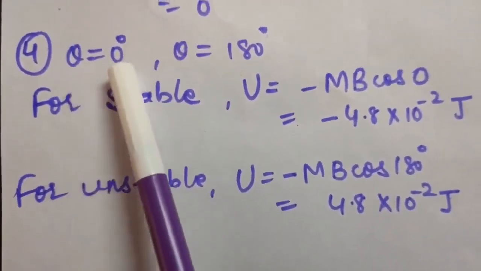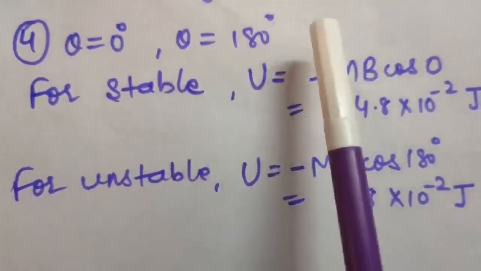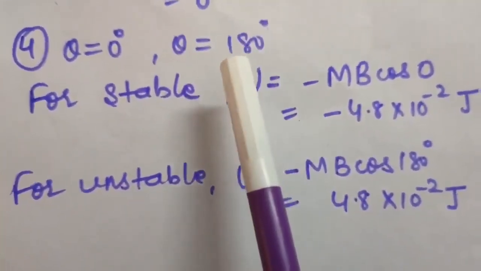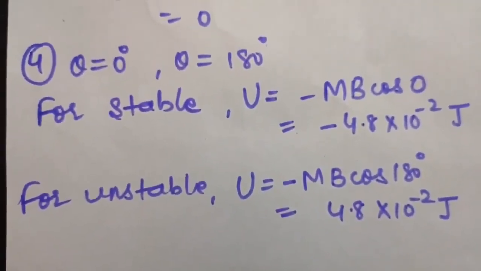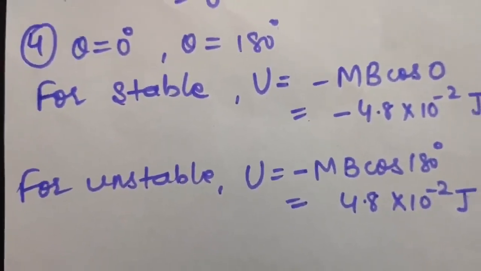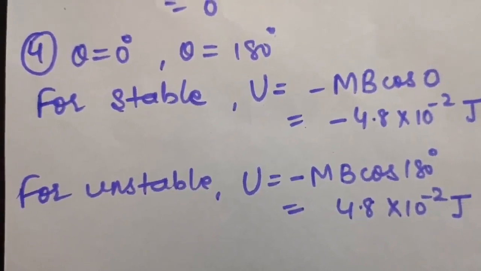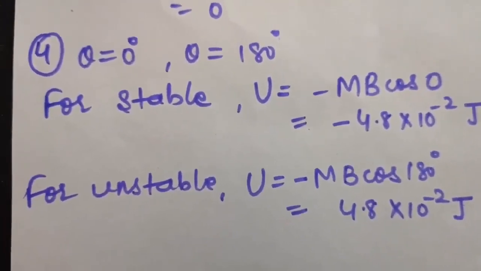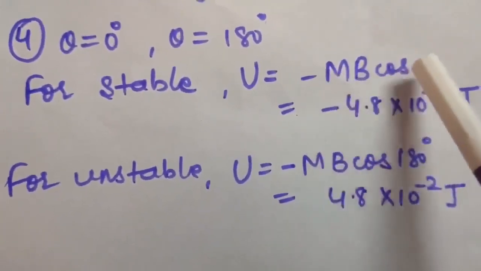When theta is 0 degree, that will correspond to stable equilibrium, and when theta is 180 degree, that will correspond to unstable equilibrium. The second part of the question says, what is the potential energy of the magnet in each case? Now, as I told you the formula, U is equal to minus mB cos theta, from where we calculated stable or unstable equilibrium. So the same formula we will use here, that is minus mB cos theta.